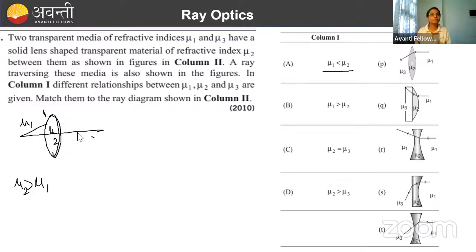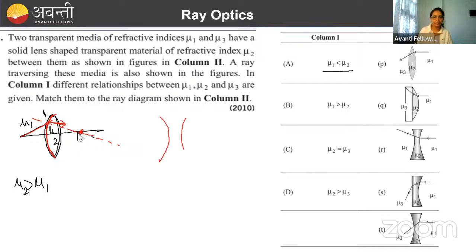Now we need to draw the normal. So in this match the column thing, the only important thing that you have to do is to draw the normal. Now what will be the normal on this surface? Again, this surface is a part of a certain circle. So whatever will be the center of that circle, the normal will pass through that center. So this is my normal. And if light is bending towards the normal, it means light will go on like this through the first surface. Clear? So if the surface is a convex surface like this, a part of a convex lens, then it will bend something like this.